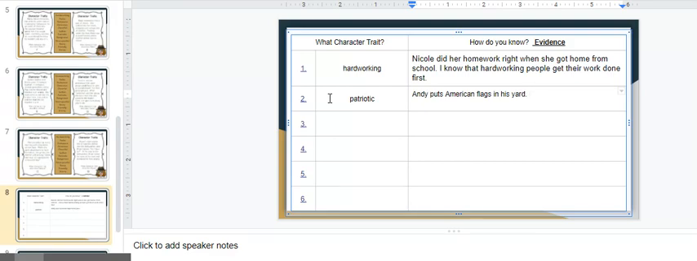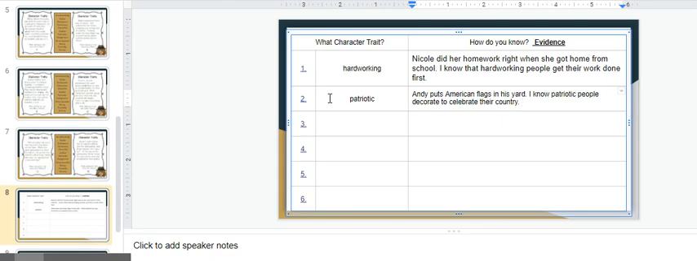Then I need to explain my evidence. What do I know about patriotic people that led me to believe that Andy was patriotic? Well, I know patriotic people decorate to celebrate their country. And that's all I need to do.